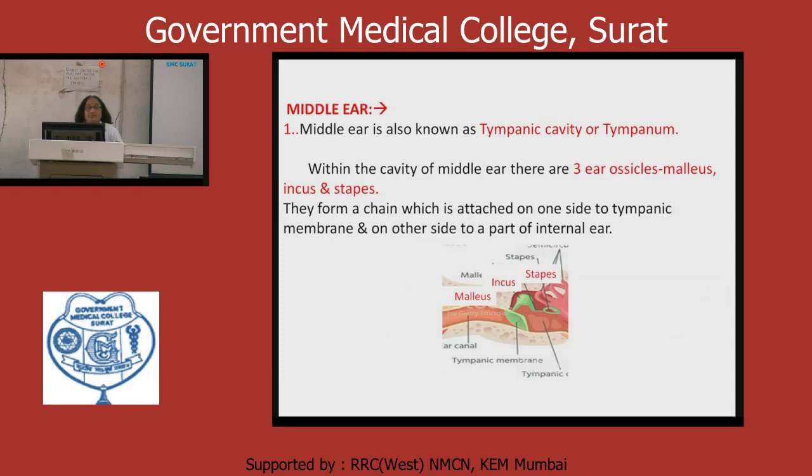First, the middle ear is also known as the tympanic cavity or the tympanum. Within the cavity, we have discussed 3 ear ossicles called the malleus, incus and stapes. They form a chain which is attached on one side to the tympanic membrane. We can see here in the given diagram, the chain is attached on one side to the tympanic membrane and on the other side to the part of the internal ear.